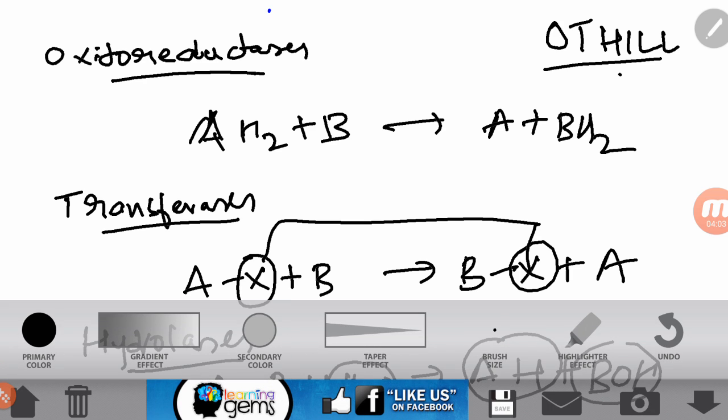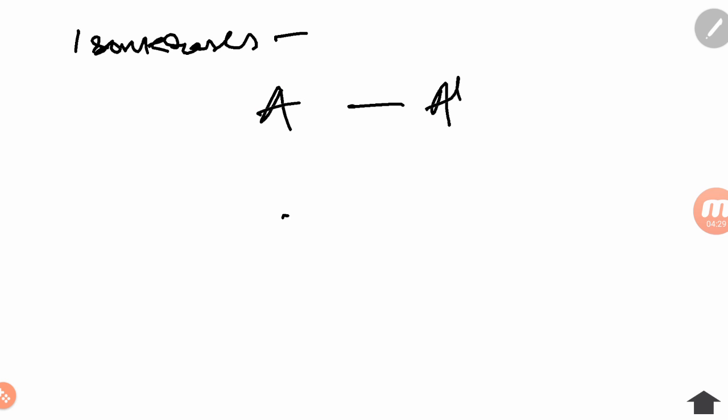So these are the ones. We are done with OTH. Now we are going to deal with ILL. The next one, I, is isomerase. I think you know the meaning of isomer. An isomer is a similar molecule with a change in the orientation of things here and there. They are almost similar, but there will be some sort of structural change. That is called an isomerase, and then followed by two L's, that is lyases.